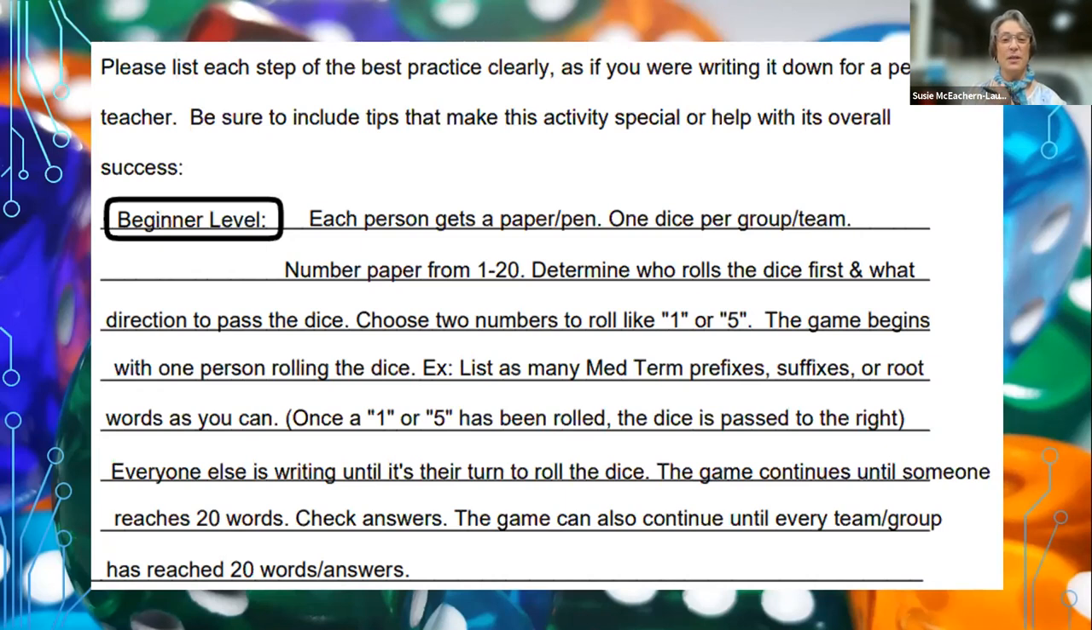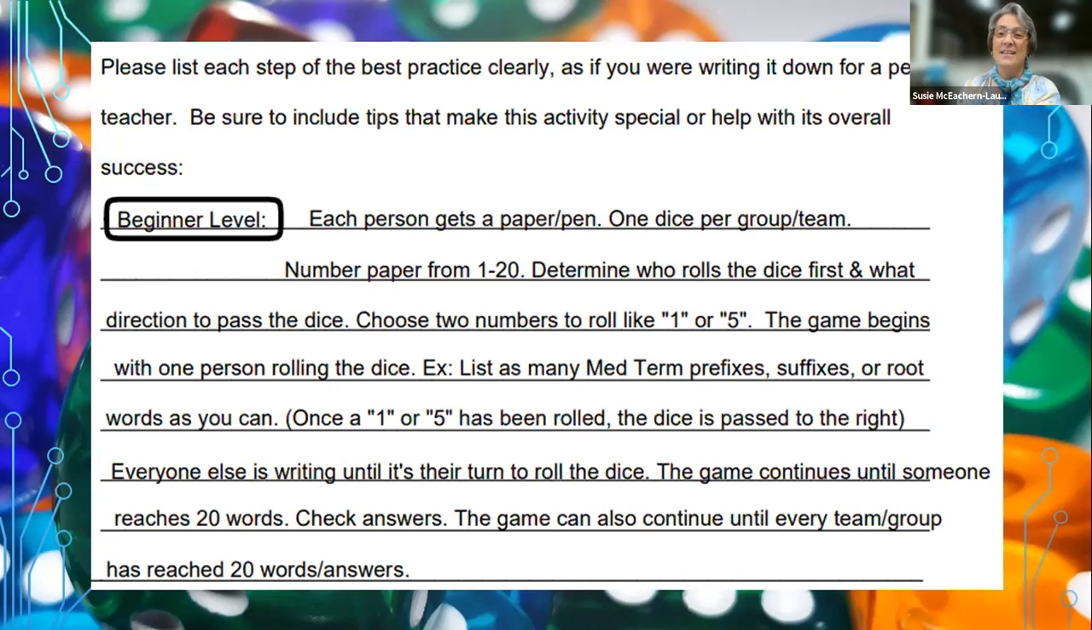Instead of word parts, use complete medical words for a body system. Oh, I love it. Okay, those are all wonderful ideas. So now I'm going to throw a wrench in it. What if everybody can do any of those great ideas you just thought of? For instance, we're writing, instead of word parts, complete medical words for a body system. And instead of just passing the die when you get the number, you have to pass your paper. Everybody has to pass their paper too.